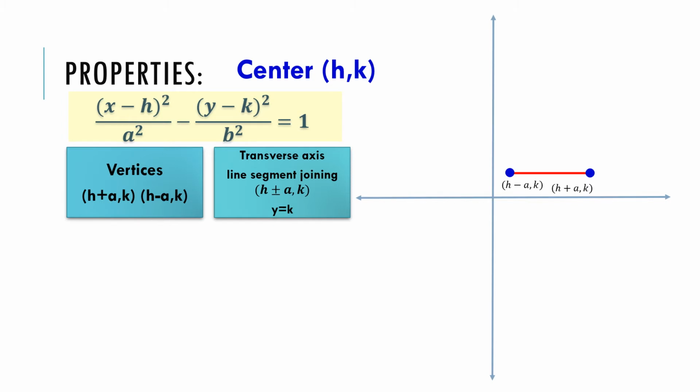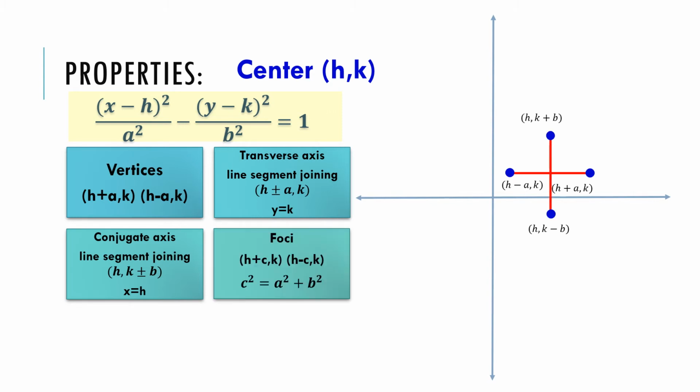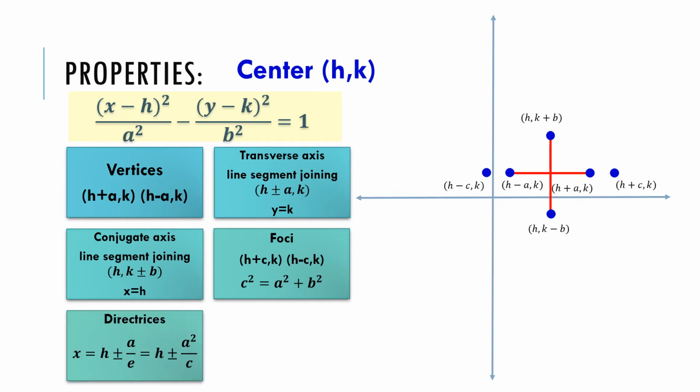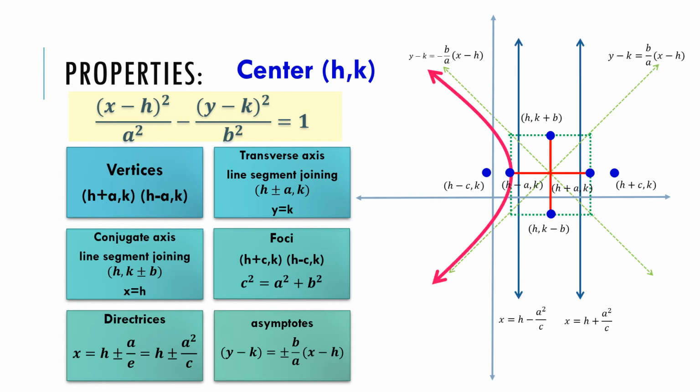Ayan. Next, conjugate axis, B units from the center. So, ito naman siya. And then, the foci. Ganun pa rin ang ating computation. C units from the center. Nandyan. Directrices, H plus minus A squared over C. And the asymptote, ganun pa rin naman siya. Gawa ka pa rin ng box. And then, the intersecting lines. So, our hyperbola, this one.